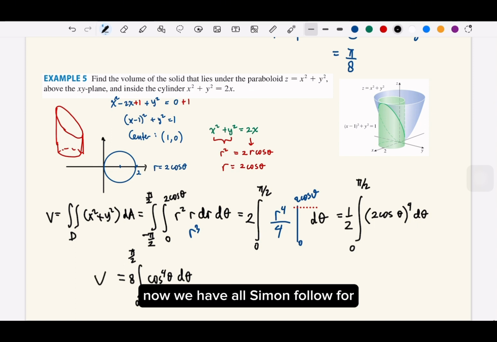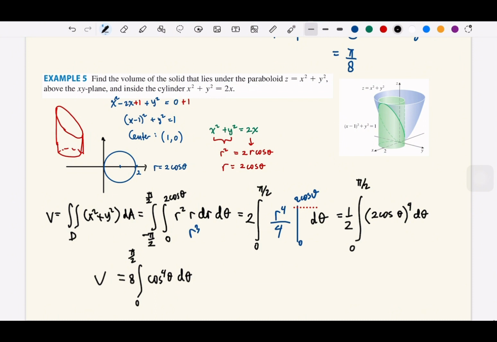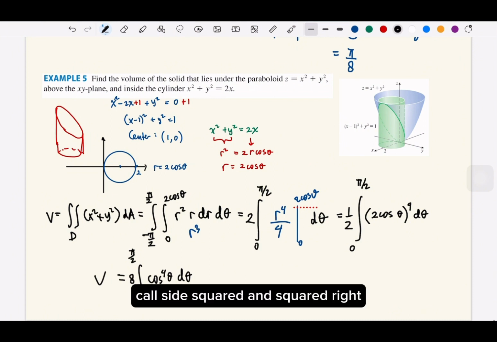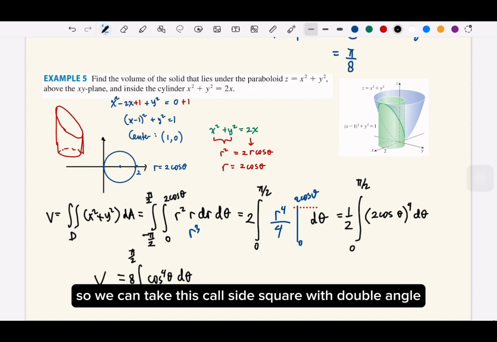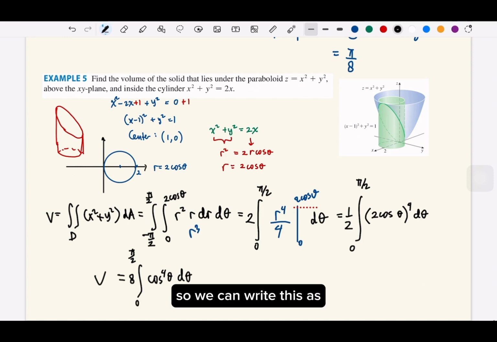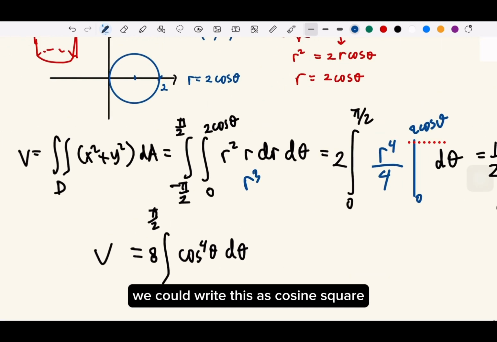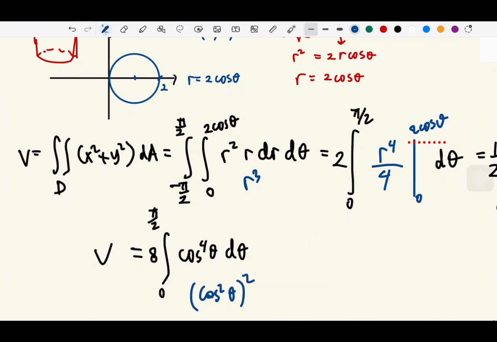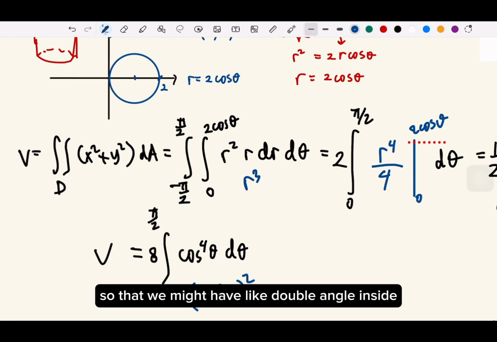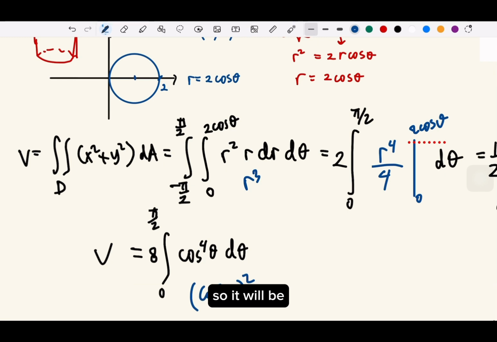Now we have cosine to the power of 4. Remember that most of the time what you need is actually just the double angle formula. But we have power of 4. Well, we can write cosine squared and then squared, right? So we can change this cosine squared with the double angle. We can write this as cosine squared theta and then squared. And we can change this with the double angle. Okay, so let's do that. So we might have a double angle inside a double angle.